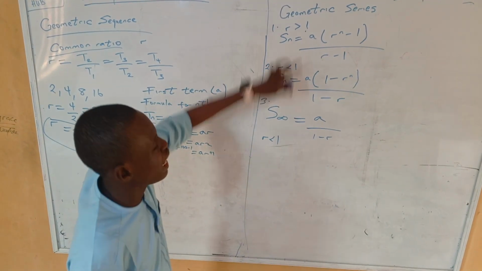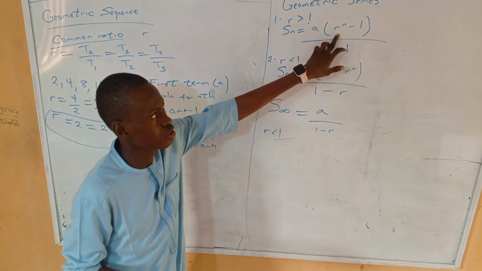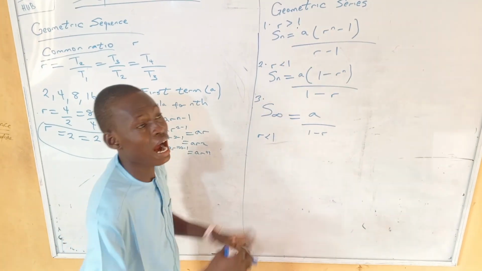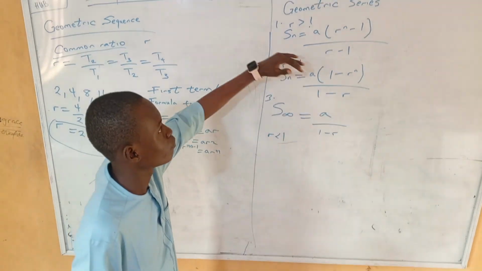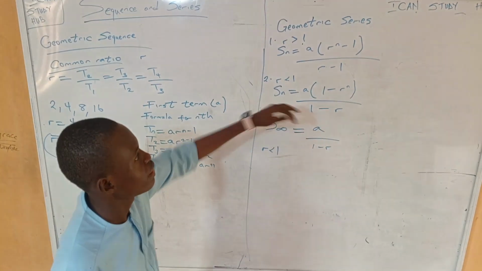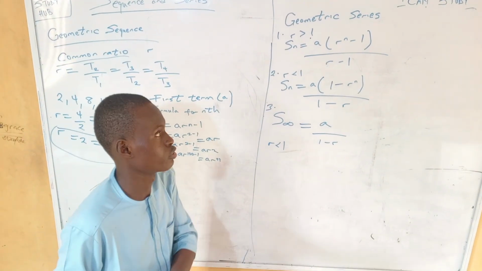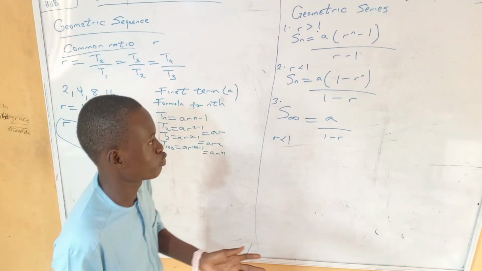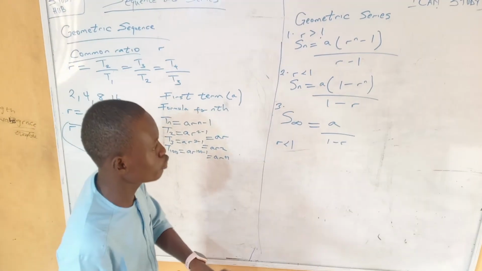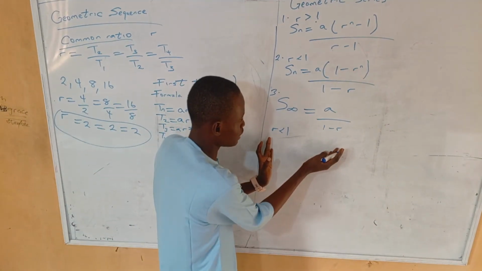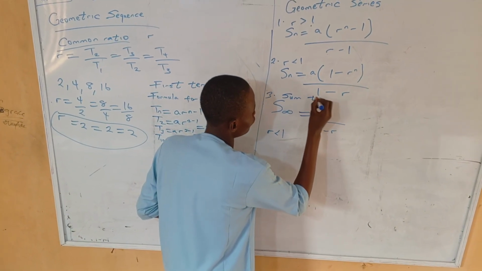The first one is when R is greater than 1. You see that in this formula, R comes first before 1. It shows R is greater than 1. So the first thing we do when we are trying to solve a geometric series is get your R and determine if it is greater than 1 or less than 1, so that you know which exact formula to use. And the question can tell you that it's a sum to infinity. Once you know it's a sum to infinity, then you know it's this last formula that you use. This last formula is for sum to infinity.